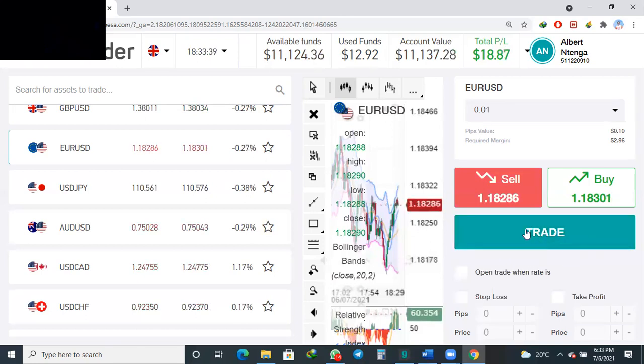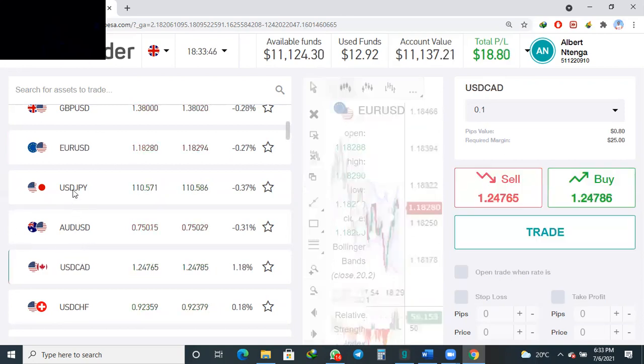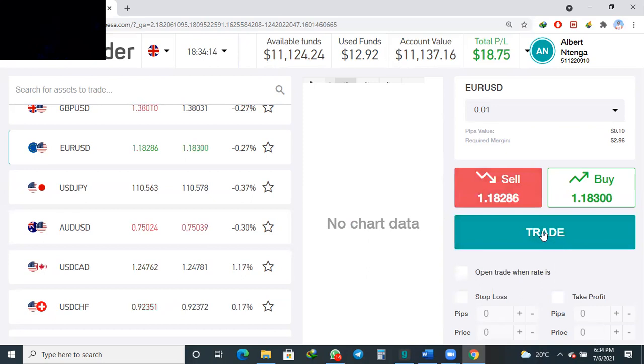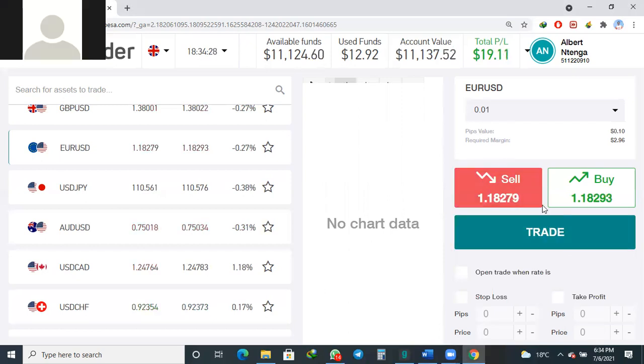Okay, let me just go back and reselect. Before I do that, the lot size is 0.01. Now, you can see the trade directory is inactive. It's blank, just a trade and then a box. Now you have said you are going to sell. You click on the sell, and I hope you notice that difference.